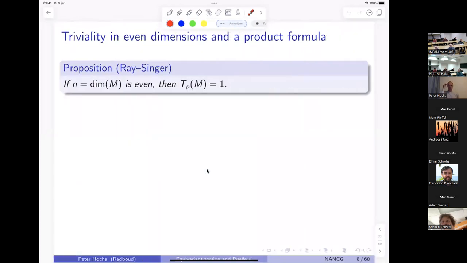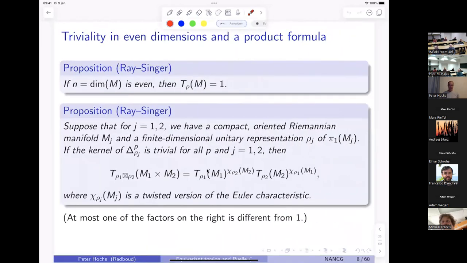They also proved some basic properties back in '71. First of all, if the dimension of the manifold is even, then it's trivial, so it's only interesting for odd-dimensional manifolds. And there's a product formula. There's a lot of text here, but what's really happening is, suppose you have two manifolds, M1 and M2, with two representations, rho one and rho two, of their fundamental groups. We can combine them into a representation of the fundamental group of the product. That is analytic torsion, and there's an expression for it in terms of the analytic torsion of the individual manifolds and the Euler characteristic of the complex twisted by representations rho one and rho two.